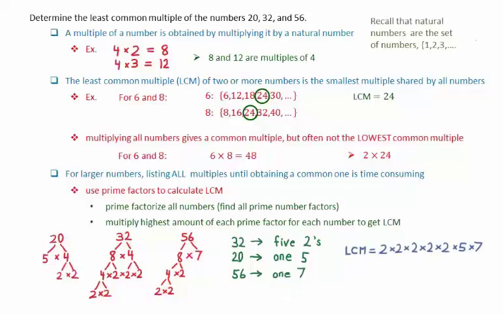The LCM will then be 2 times 2 times 2 times 2 times 2 times 5 times 7. This gives a result of 1,120.